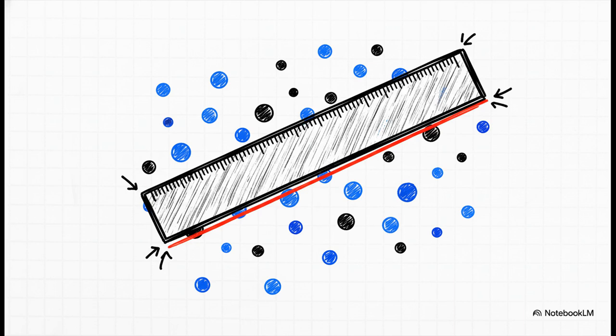So let's start with the absolute classic, the simplest tool in the box, linear regression. The analogy here is perfect. Just picture all your data as a bunch of dots on a graph. This model is literally like taking a ruler and trying to draw the one single straight line that best fits through all those dots. It's that simple.